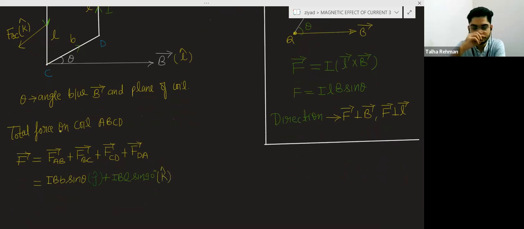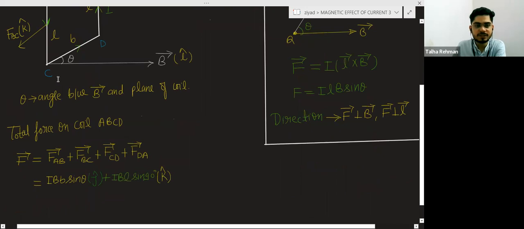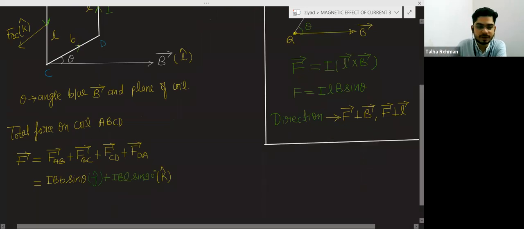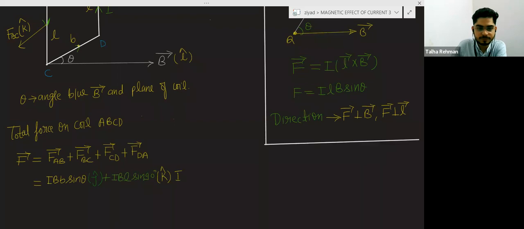Now the force on the wire CD. This is CD. Same thing, all the things will remain the same for CD. This will become plus I V into V into sine theta.